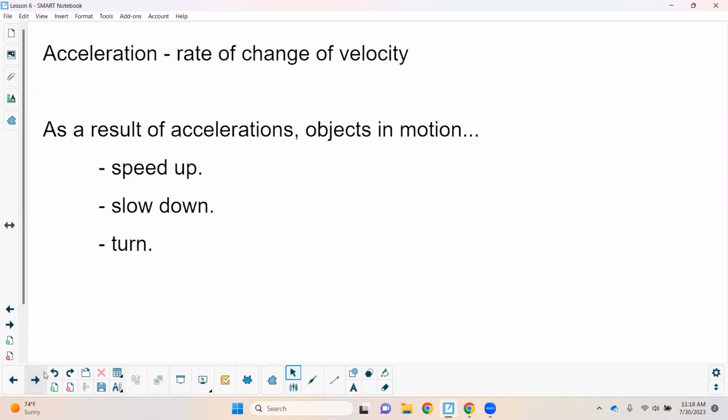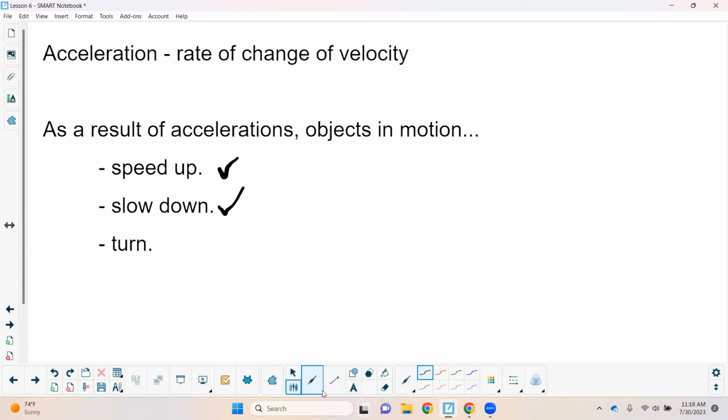So we've already discussed acceleration at length, and acceleration is the rate of change of velocity. Things speed up, slow down, or turn as a result of different types of acceleration. We have covered speeding up and slowing down. We also looked at this with other forces.